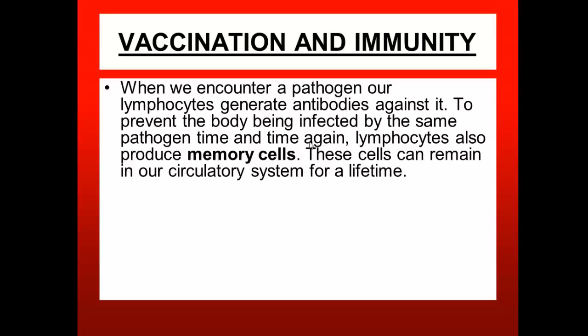Vaccination and immunity. Now, when we encounter a pathogen, remember the definition of pathogen. A pathogen is a microorganism which causes harm to us. And when we encounter one, our lymphocytes generate antibodies against it. And to prevent the body being infected by the same pathogen time and time again, lymphocytes also produce memory cells. Key word here, memory cells. And these cells stay there. They remain in our circulatory system for a lifetime.